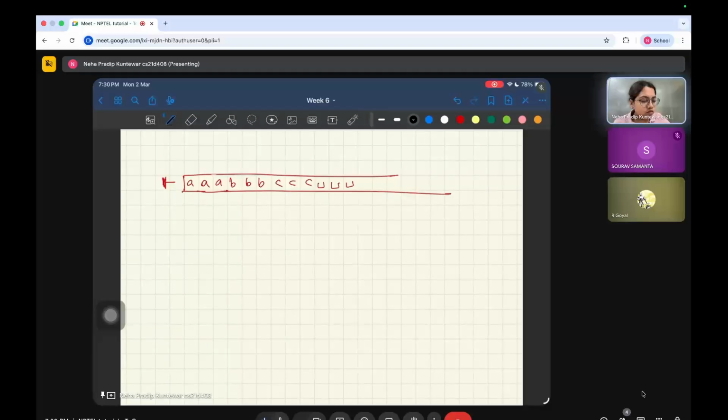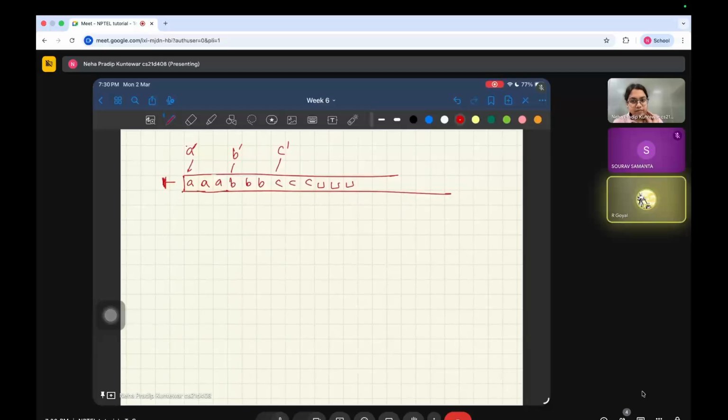You can use some other tape alphabet. Let's say you mark it like this. If you're cancelling off this A with this B, then you make it a B prime, make this a C prime. That means they have been matched against each other.